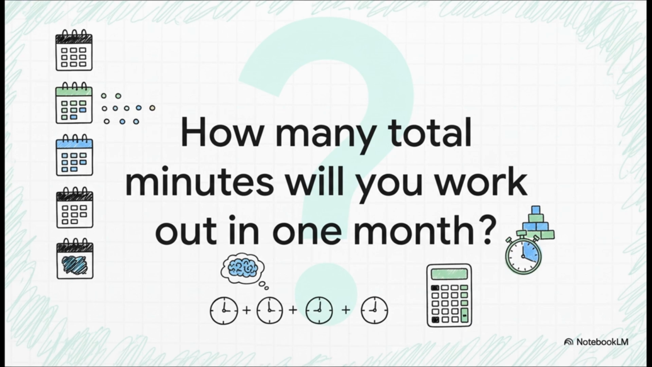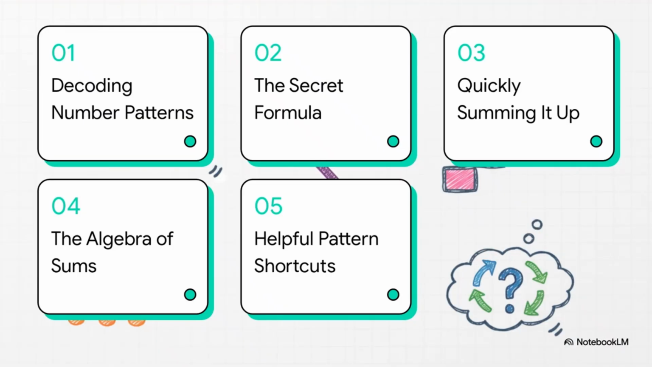Now, you could sit there and add up 30 different numbers, but honestly, who wants to do that? By the end of this, you'll be able to solve this in just a few seconds. Here's our game plan for cracking the code. We'll start by decoding the patterns themselves, then we'll get into the secret formula. After that, we'll cover how to sum it all up, the algebra behind it, and finish with some really helpful shortcuts. Okay, let's dive into this.